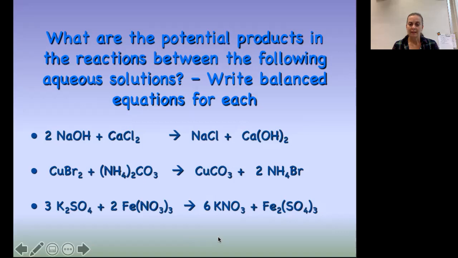All right, that's it for writing precipitation reactions. We're going to talk tomorrow about how we know which one of our products or both of our products are solids and what to do if neither of them is a solid. So as always, if you have any questions, let me know, and I look forward to seeing you in class tomorrow.